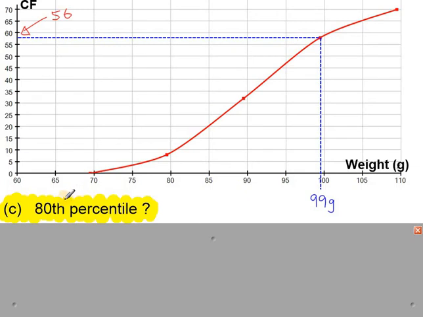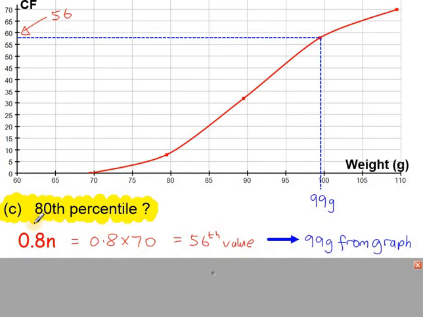To work out the 80th percentile, we need a formula: 0.8, because it's 80%, times n, where n is the number of data values that we've got, which is 70. So 0.8 times 70, the 56th value. So this is the location of the 80th percentile. So we go to the 56th value. Starting from here, cumulative frequency, that's the 5th value, we've reached the 10th, we've now reached the 56th value. Go along, come straight down, and that's the value that we're after, 99 grams. This is the 80th percentile.